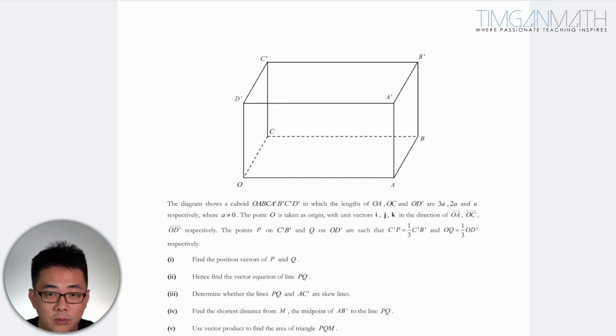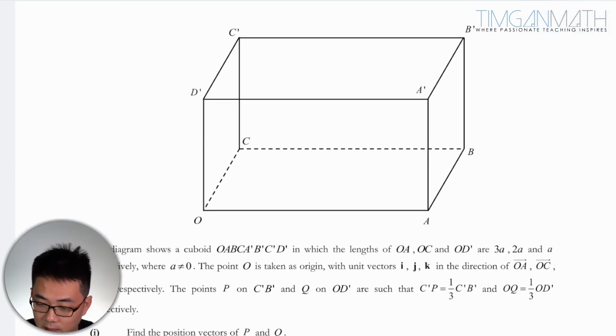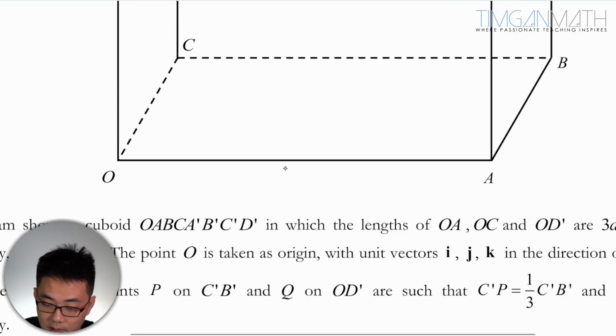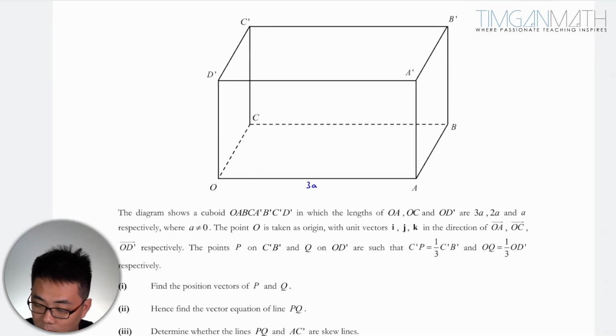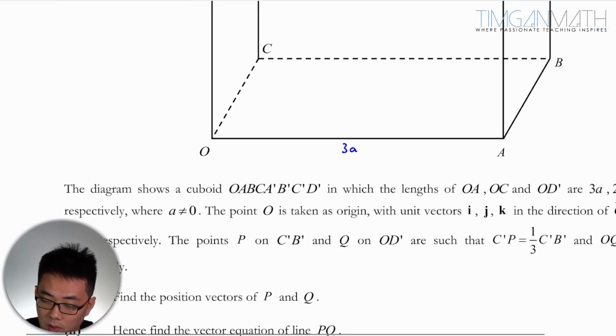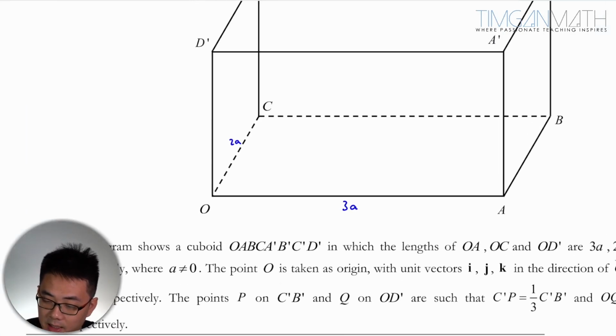So the diagram shows a cuboid OABC and A prime, B prime, C prime, in which the lengths of OA, OC, OD prime are 3A, 2A, and A. So I think the first thing is just to label the lengths here. Then you have 2A. This is the length, not the vector. So OC is just 2A, and the height here is A.